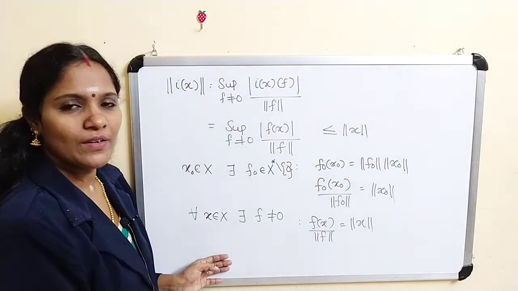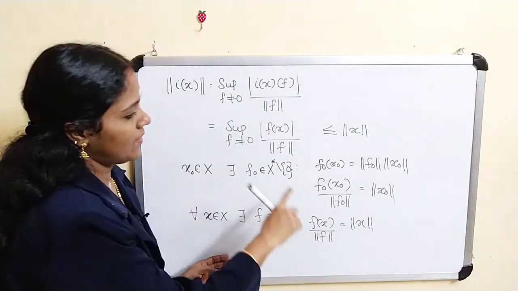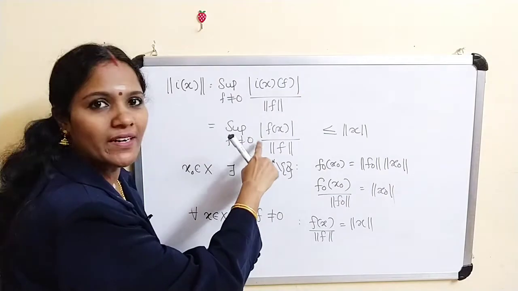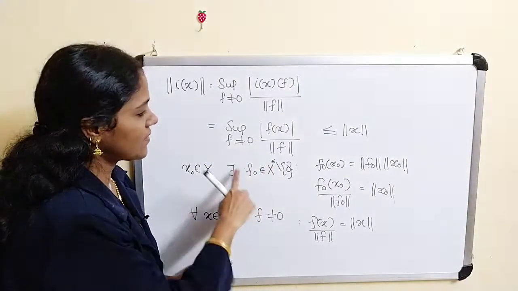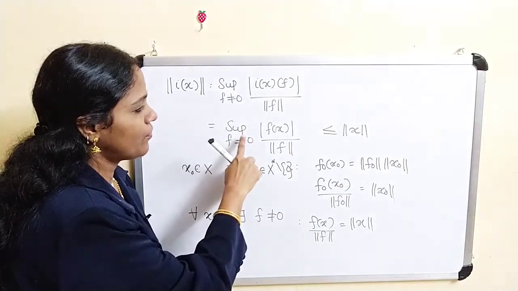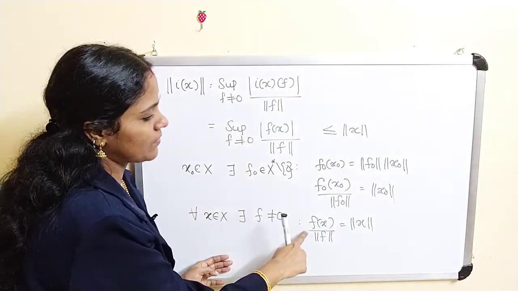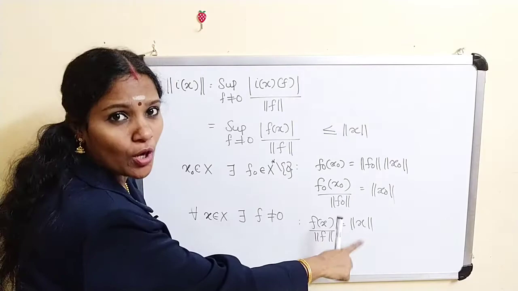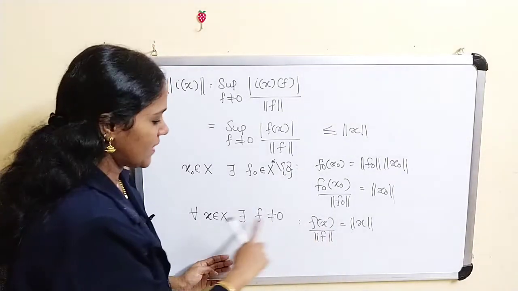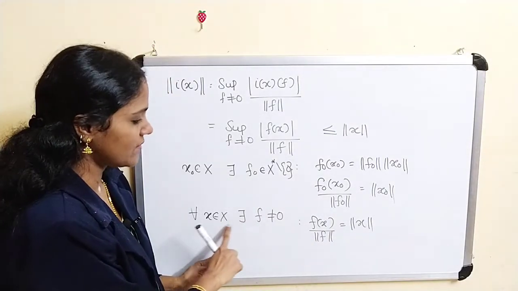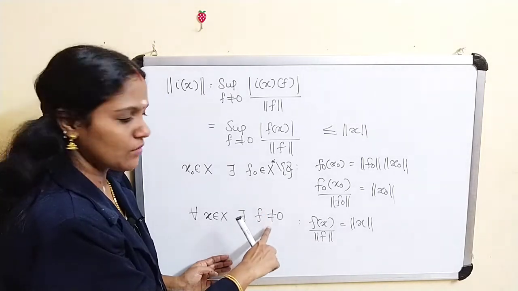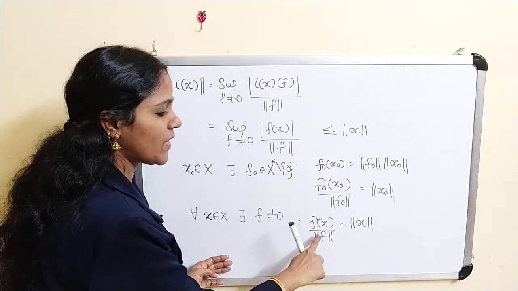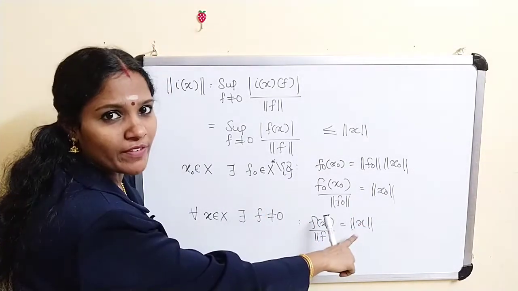Okay, we have this result. That is, this supremum is attained. There exists some function f such that f of x by norm of f is equal to norm of x. That is, for every x belonging to X, there exists an f not equal to 0 such that f of x by norm of f is equal to norm of x.